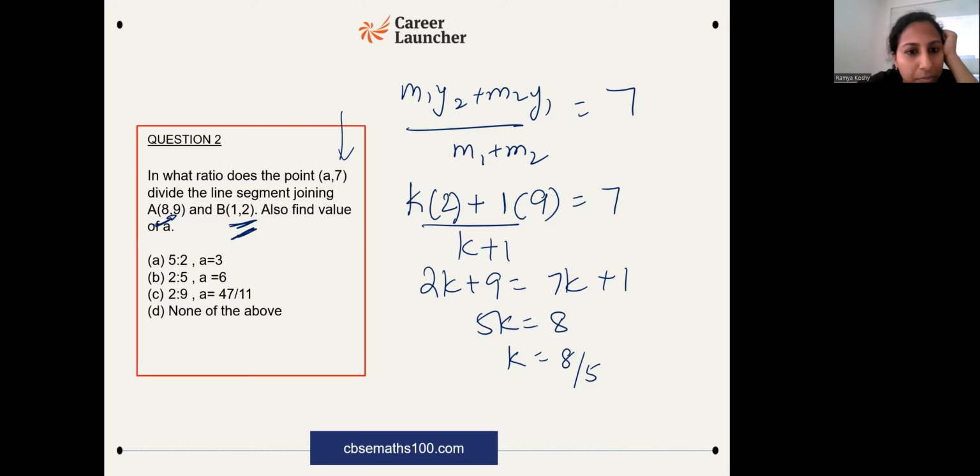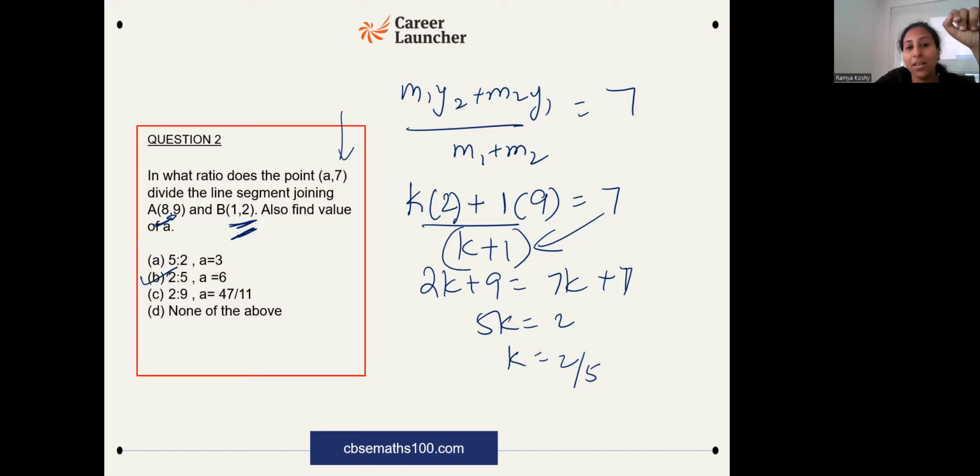One moment. K into 2 plus 1 into 9. I think I made a mistake. Let me check. Divided by K plus 1. 7K plus 11. See, I did not multiply. Careless mistake. 7 into K plus 1. I was supposed to multiply 7 with the full thing. Okay. So I got 5K is equal to 2. Which means the ratio was 2 is to 5. Alright. There is only one option with 2 is to 5. Most likely this is the answer. But you need to verify.